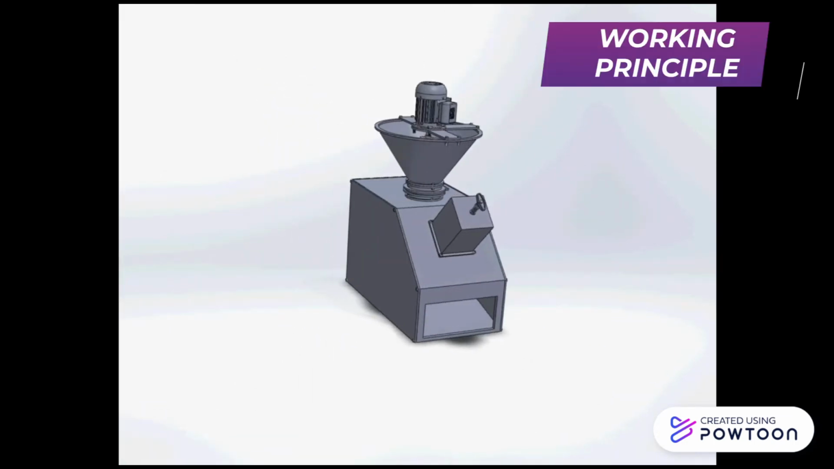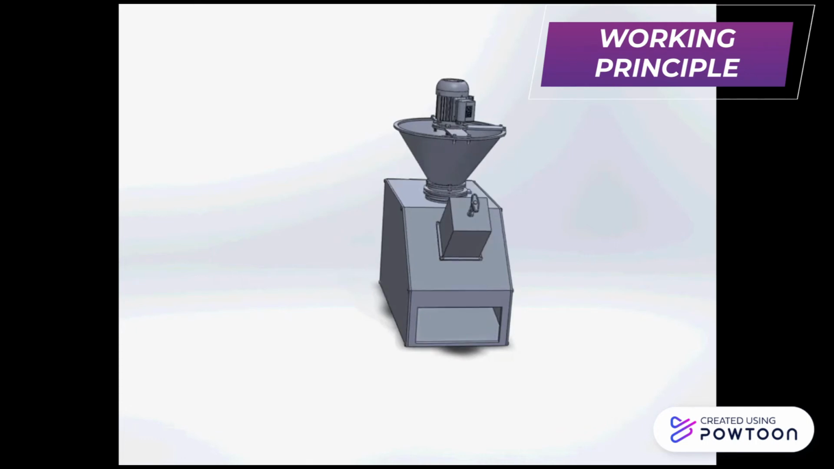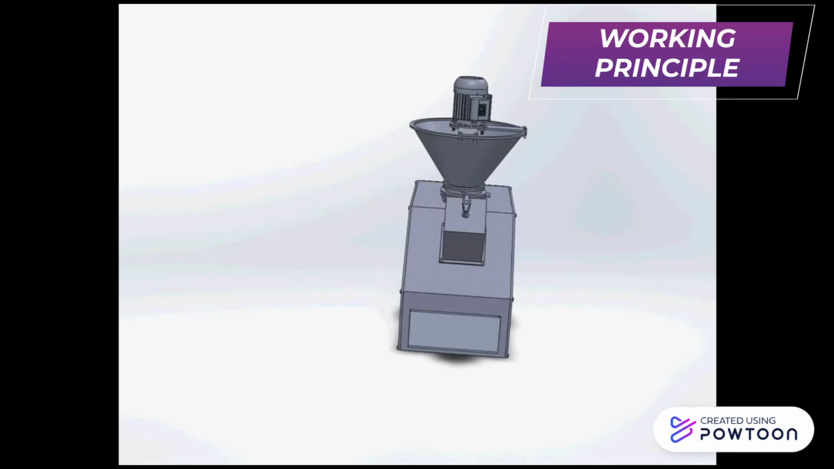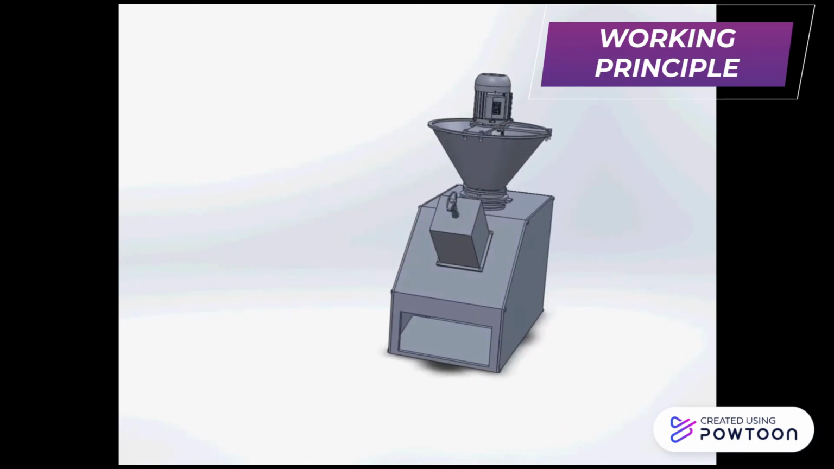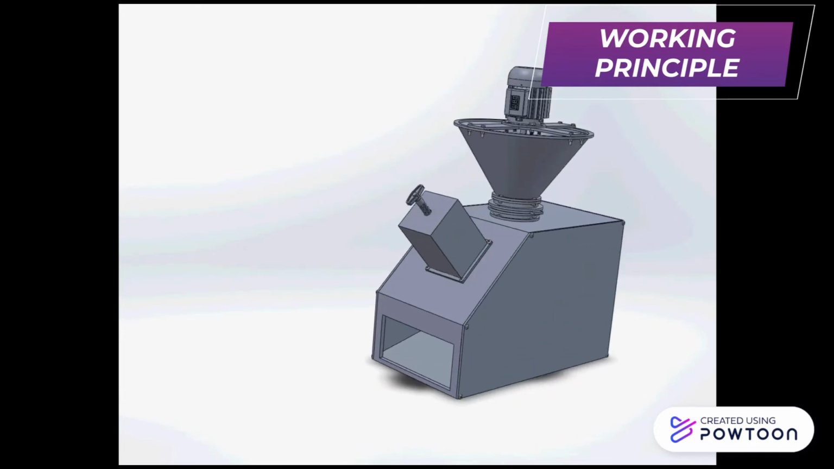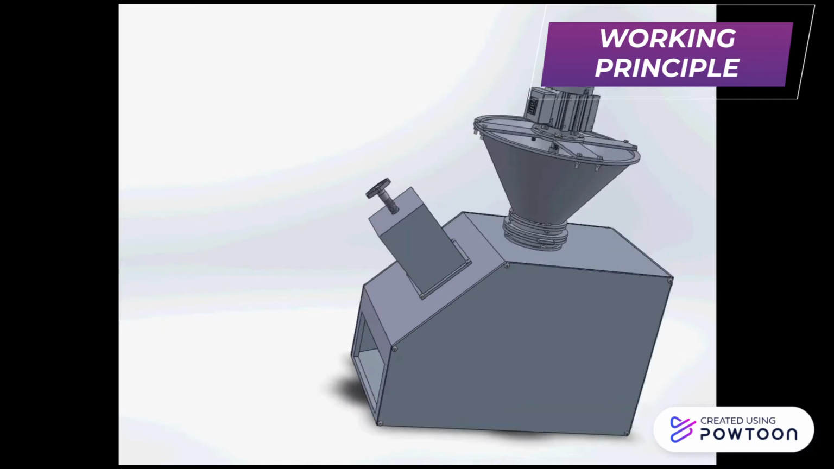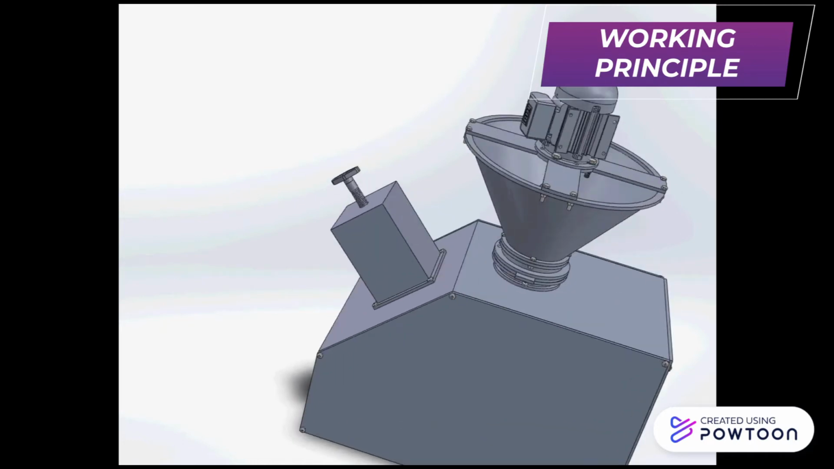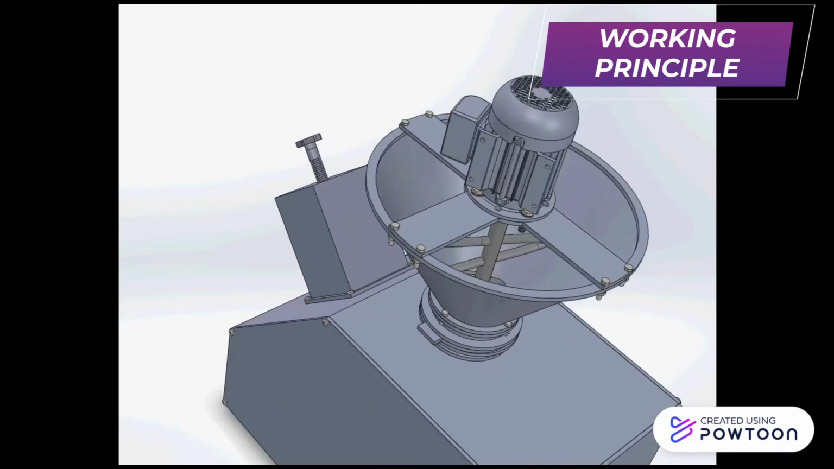The working principle of the dough divider machine is, firstly, the dough will be mixed in the hopper. The motor will turn the spiral-shaped mixer to mix the dough. After the dough is well mixed, with the help of workers, the workers will open the trap door and push some of the dough into the machine.